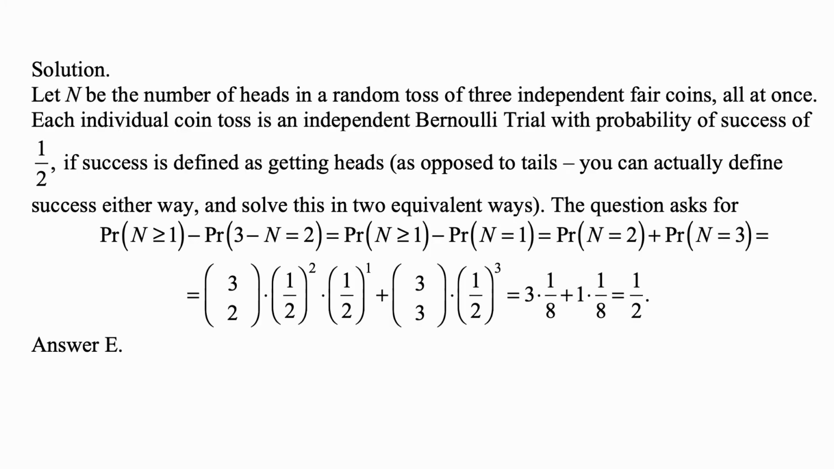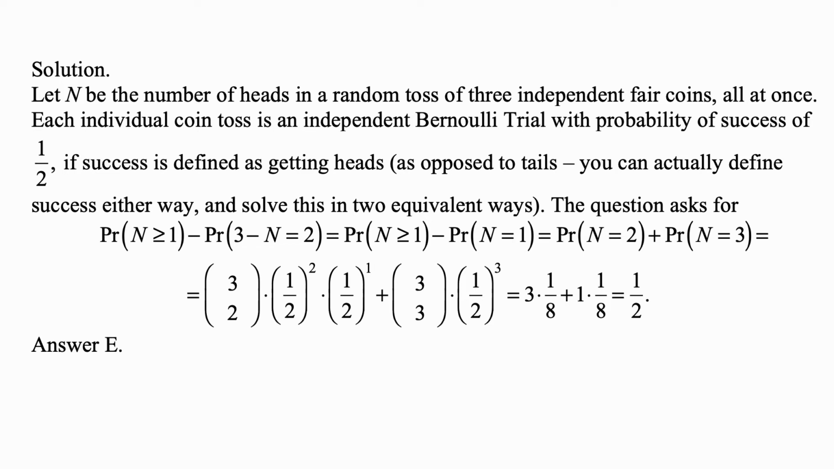Let n be the number of heads in a random toss of 3 independent fair coins all at once. That's the random variable we're analyzing. Each individual coin toss is an independent Bernoulli trial with probability of success of 1/2. If success is defined as getting heads, as opposed to tails, you can actually define success either way and solve this in 2 equivalent ways.